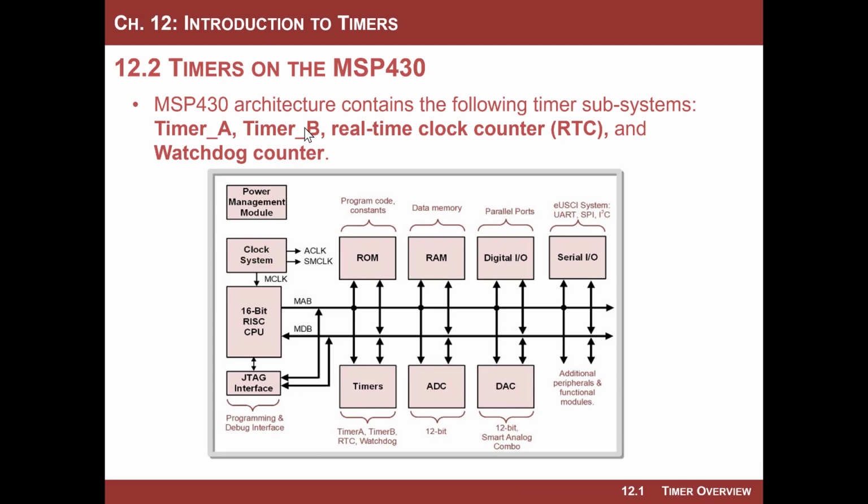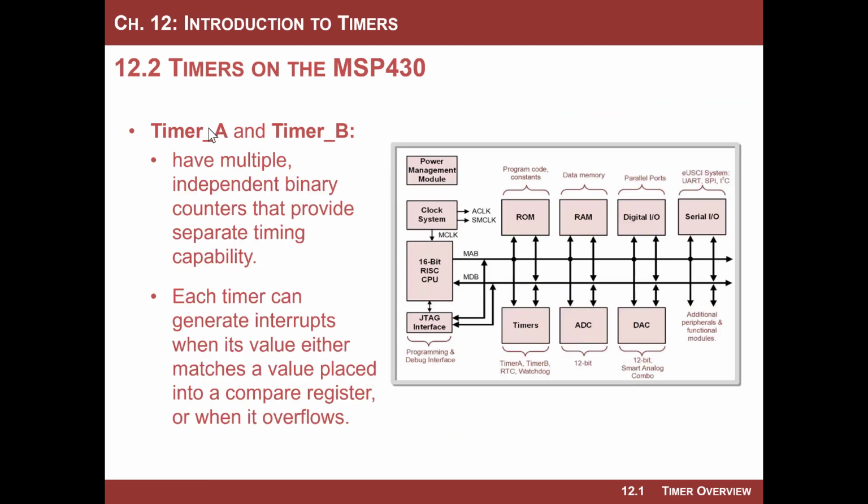The MSP430 provides four main timer systems: timer A, timer B, real-time clock, and a watchdog counter. Now, each timer system within A and B can actually have multiple binary counters in it, like timer B can have 4 separate counters. So it gives you just a ton of different counters within the system.